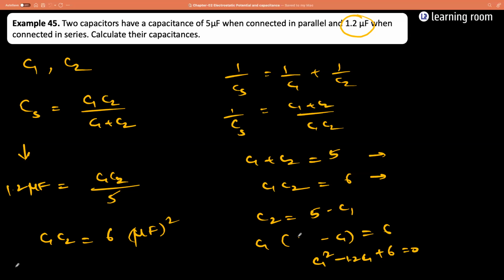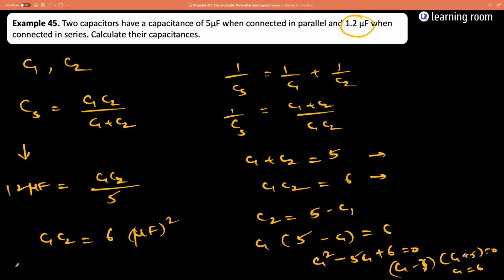So okay, 5 minus C1. So 5 minus C1 means C1 square minus 5 C1 plus 6 equals 0. What is the answer, guys? Did anyone get it? C1 is 3 and 2. So C1 minus 3 into C1 minus 2 is equal to 0.